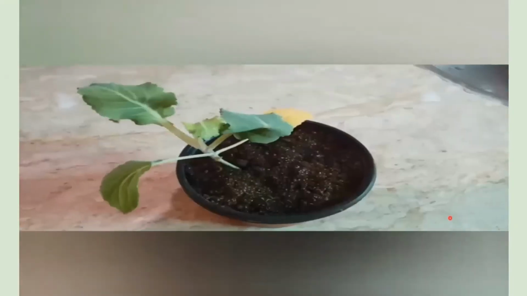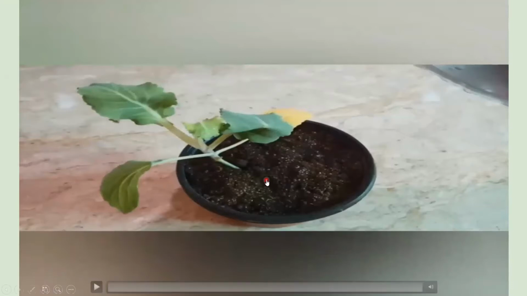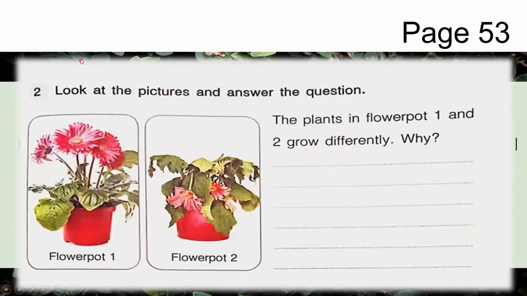Okay, so that was the effect of light to plants. So that is a proof that plants really need sunlight or light. So as you can see, the plant which is covered turned yellow. The leaves turned pale. So again, I want you to open your book to page 53. Page 53. So it says here, look at the pictures and answer the question.